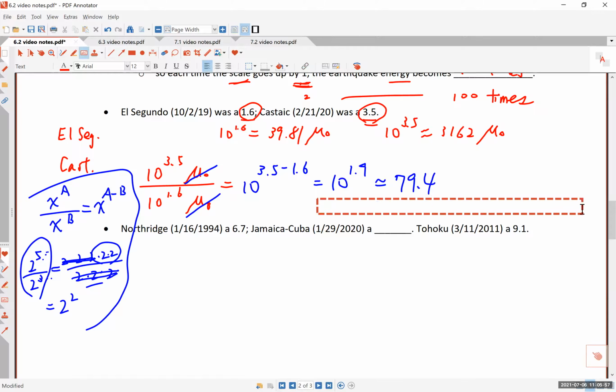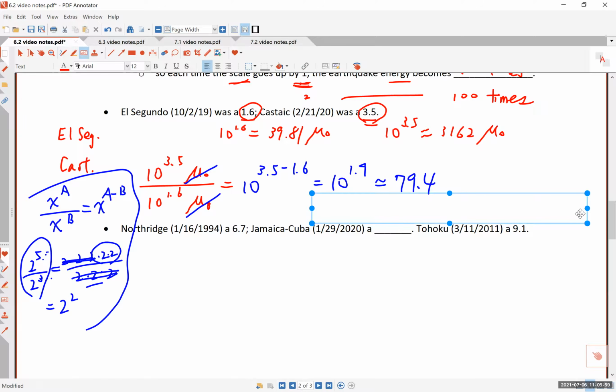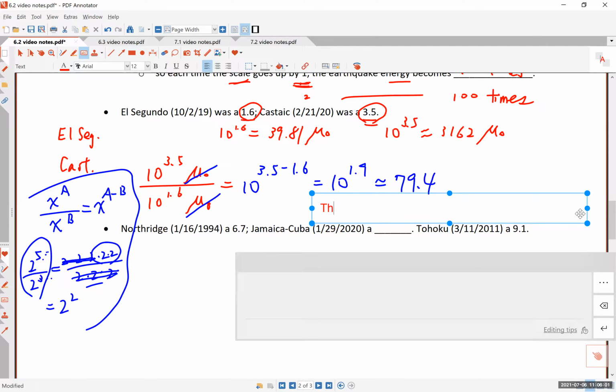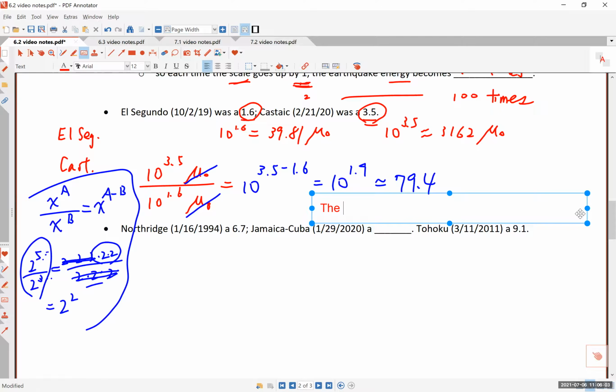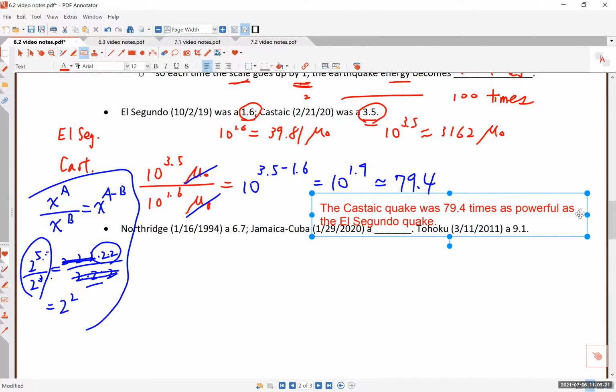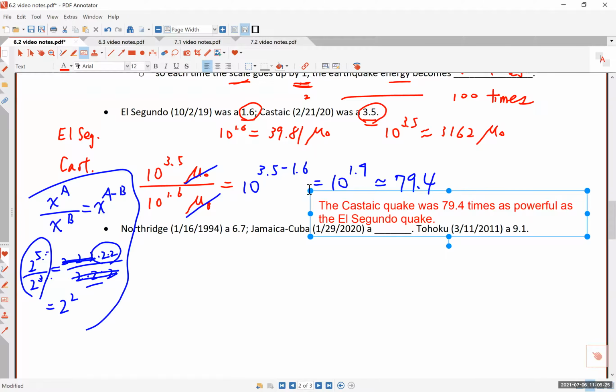All right, so this is what you can say. Let me go ahead and write this down in English in statement. What this says is that the Castaic quake was 79.4 times as powerful as the El Segundo quake. Does it make sense? We are comparing the amount of energy released by these two earthquakes.